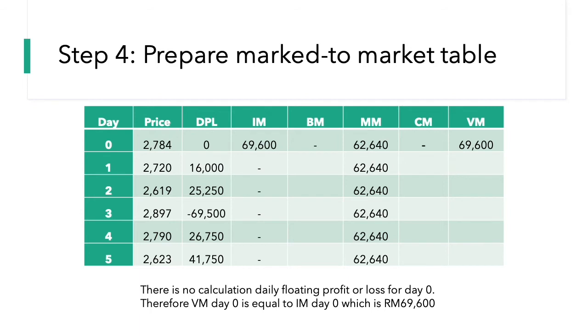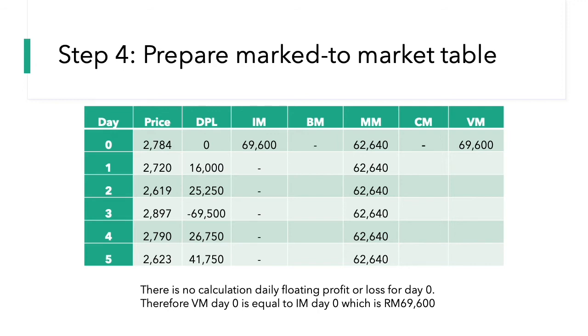Step number 4, we need to prepare the mark-to-market table. So to prepare this table, you need to prepare all the columns first. So you have column day and then followed by price. DFL is for daily floating profit and loss. IM is the column for initial margin. BM is the column for balance margin. MM is for maintenance margin. CM is for call margin. VM is the variable margin.